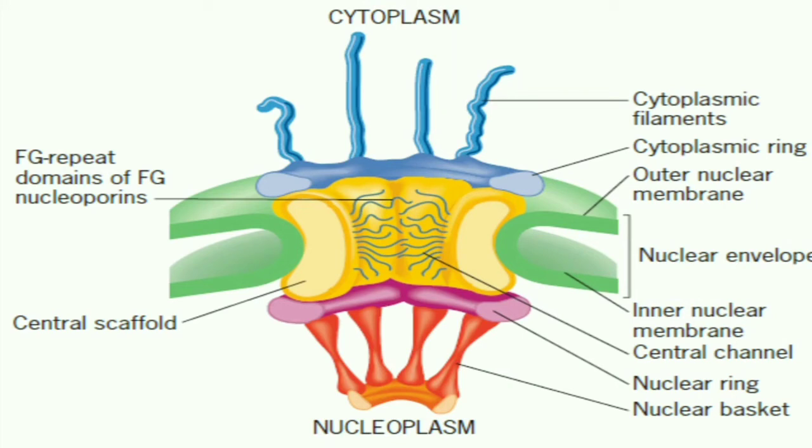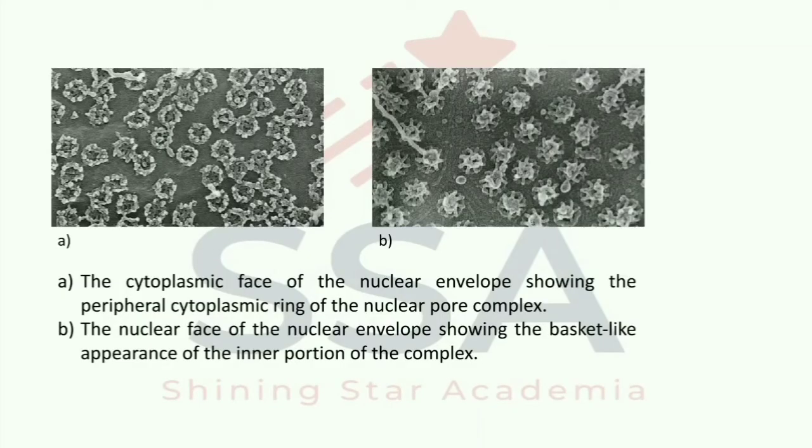The nuclear pore complex consists of several parts, including a scaffold that anchors the complex to the nuclear envelope. Next, a cytoplasmic and a nuclear ring. Next is a nuclear basket and 8 cytoplasmic filaments, and the FG-containing nucleoporins line the channel. A scanning electron micrograph of the nuclear pore complex is shown in this figure, in which A shows the cytoplasmic face of the nuclear envelope showing the peripheral cytoplasmic ring of the nuclear pore complex, and B shows the nuclear face of the nuclear envelope showing the basket-like appearance of the inner portion of the complex.